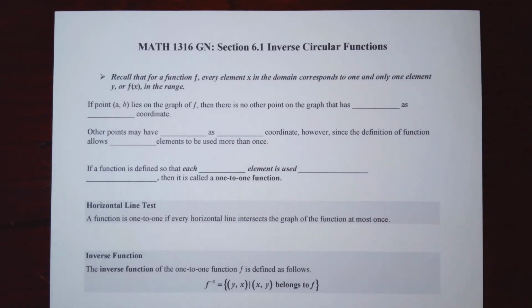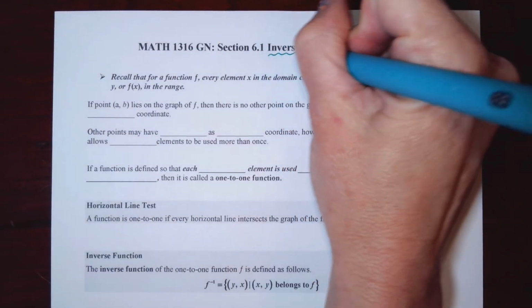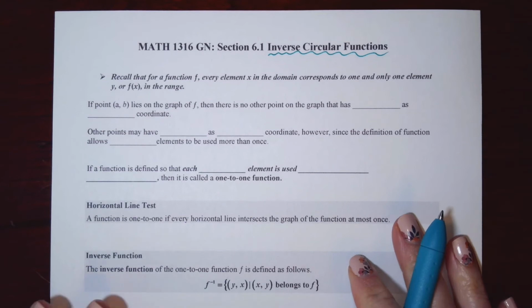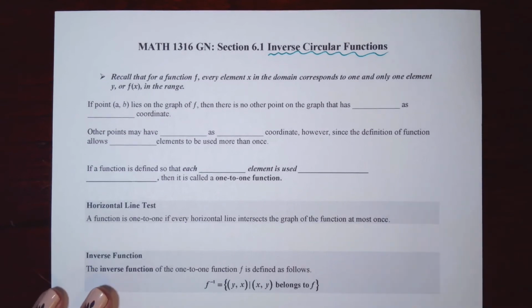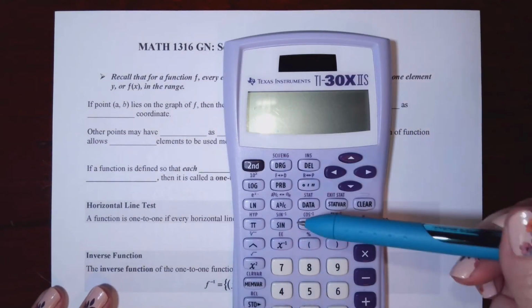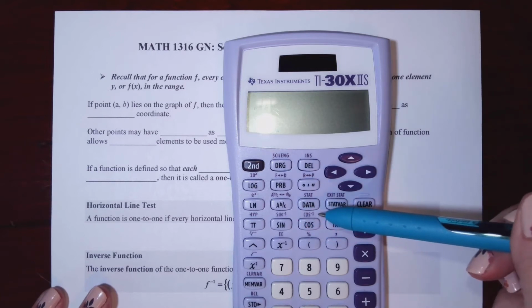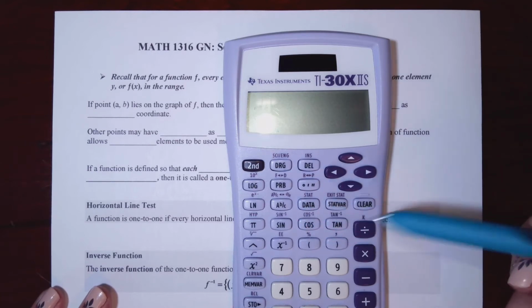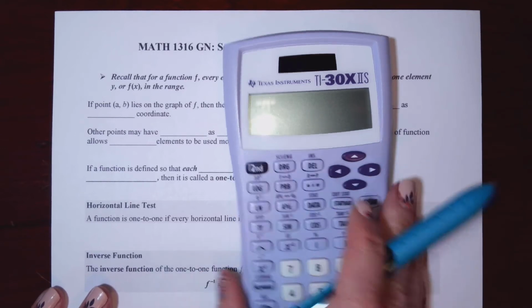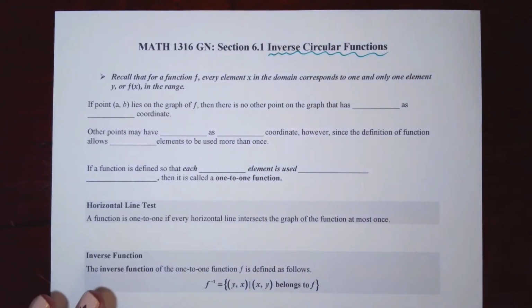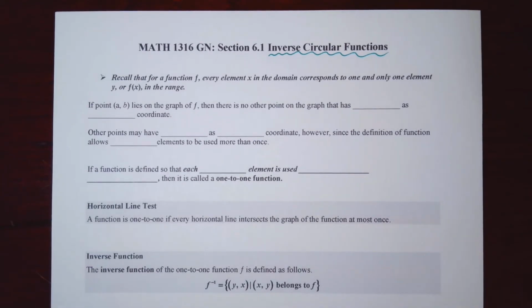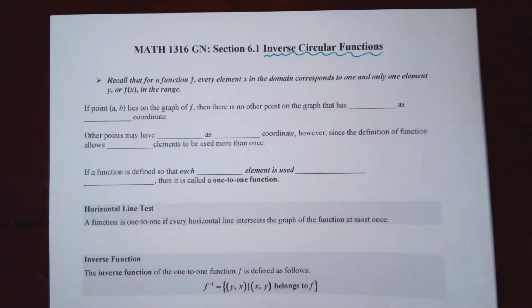As we move into Chapter 6, we are discussing our inverse circular functions. Now, you're going to need to recall some college algebra stuff here. We are finally getting to use those second function buttons above sine, cosine, and tangent, those inverse function buttons on our calculator, so you're going to need to have your calculator handy. Inverse functions. Now, from college algebra, just remember that we would take our function and invert it.